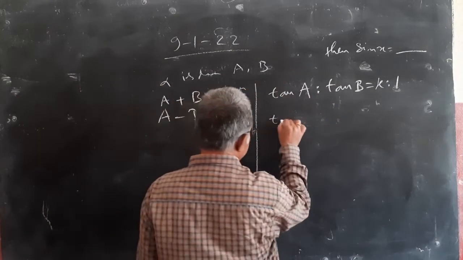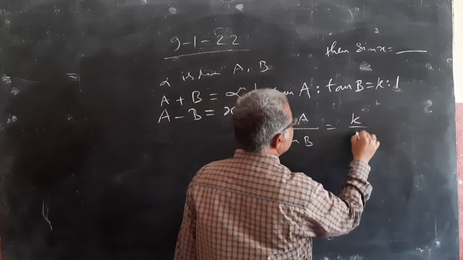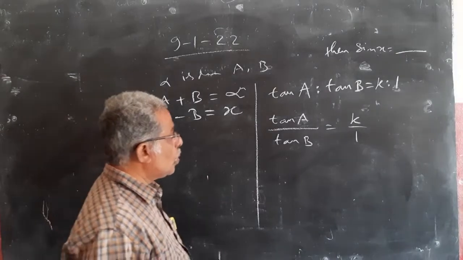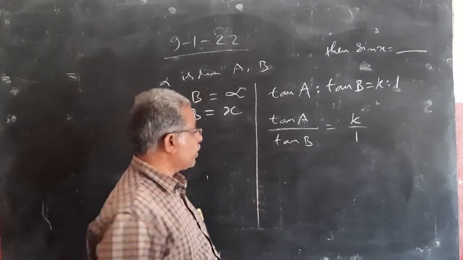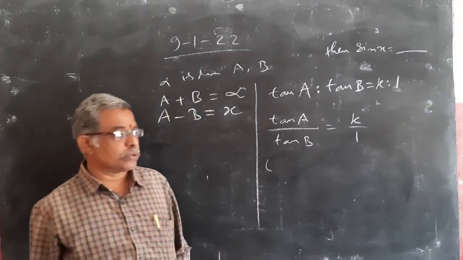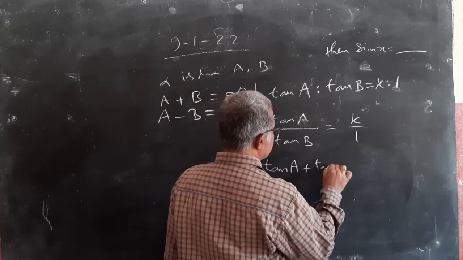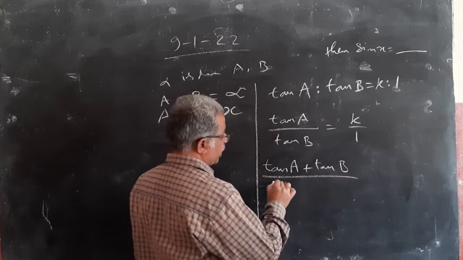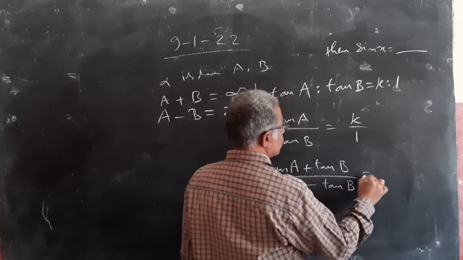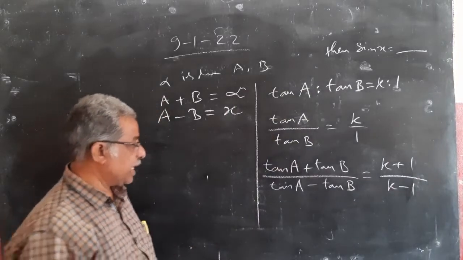Tan A is to tan B means tan A by tan B equal to k by 1. And simply from here you can easily do componendo dividendo. What do you get by componendo dividendo? A by B equal to C by D implies A plus B by A minus B equal to C plus D by C minus D. So you will get tan A plus tan B by tan A minus tan B equal to k plus 1 by k minus 1. Most of the sums in trigonometry I am going for componendo dividendo. Remember that.